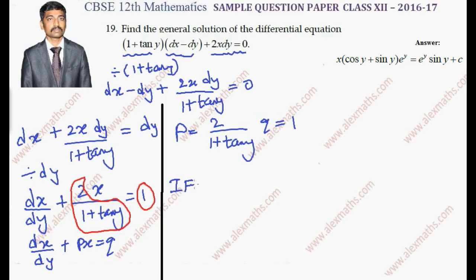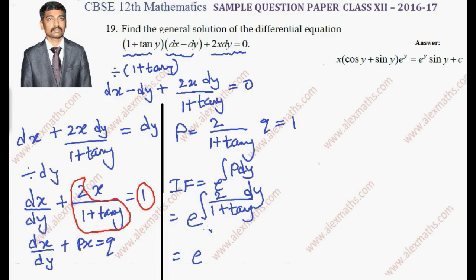The formula is e to the power integral P dy. If I substitute the value of P, e to the power integral 2/(1 + tan y) dy. For integrating this, we have to convert tan into sine and cos. So this is 2 divided by, after taking the LCM, cos y + sin y, and the LCM part will carry to the numerator.